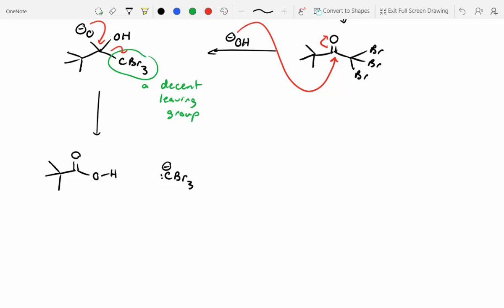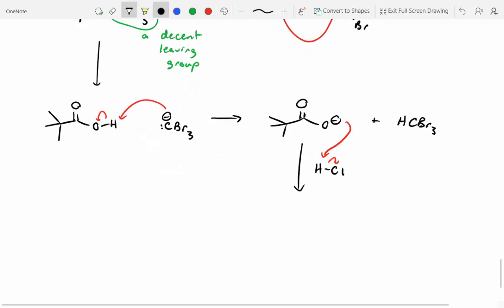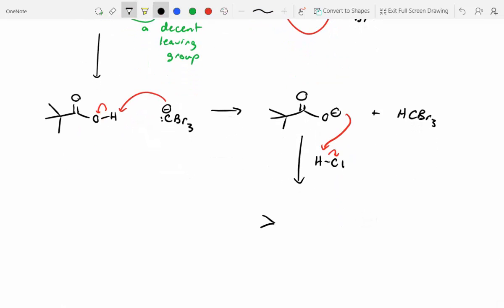Once you kick this off, you get a really rapid proton transfer where it will pluck off this proton from your carboxylic acid. You get O- plus HCBr3. And then in lab, you guys treated this with HCl until you got to a low pH. And that was in order to isolate your neutral carboxylic acid rather than the carboxylate salt.